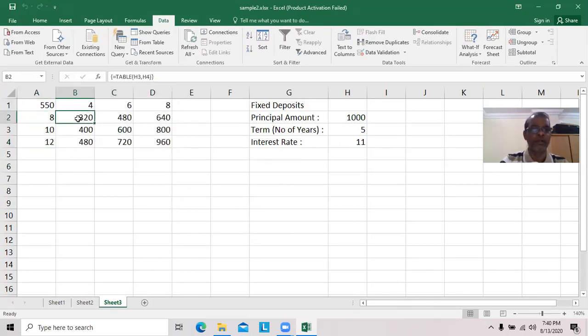Here 1,000 rupees multiplied by 4 multiplied by 8 divided by 100. Same thing here, 1,000 multiplied by 6 multiplied by 8 divided by 100. What about this one? 1,000 multiplied by 8 years multiplied by 12% divided by 100. Okay, this is called a two variable data table. What will happen, sir, if you change the number of years? It will change automatically.